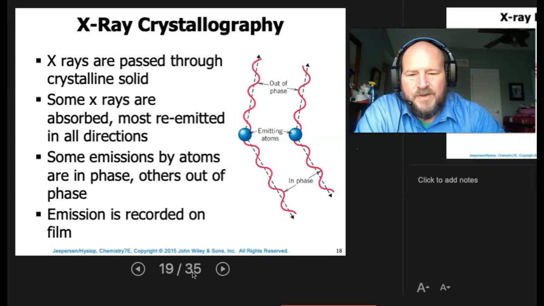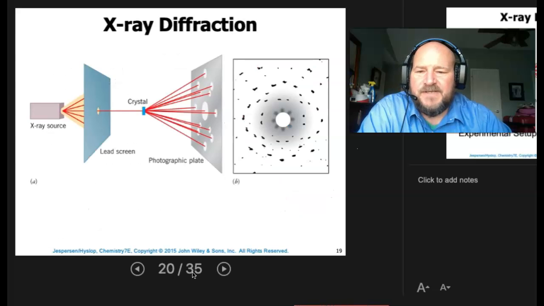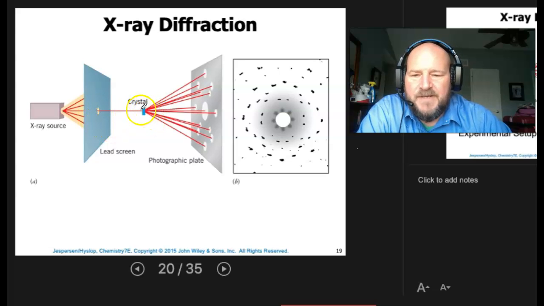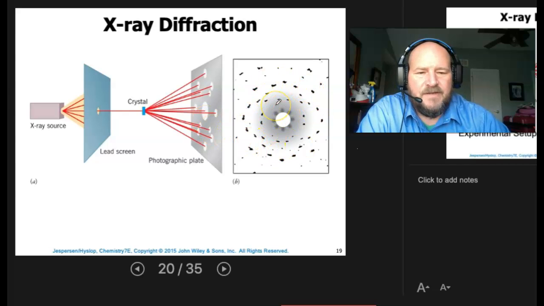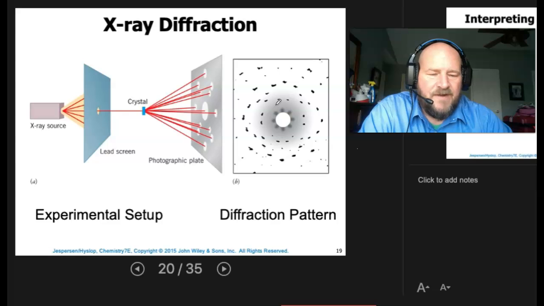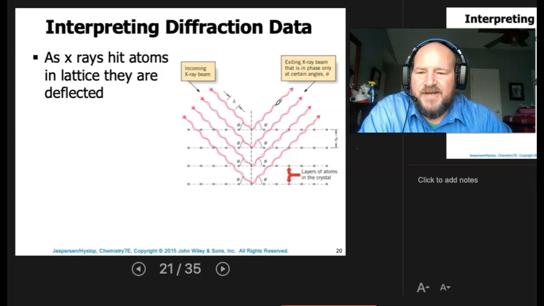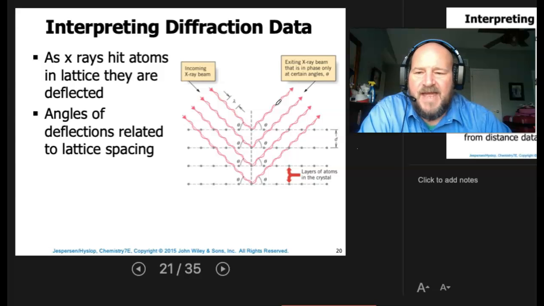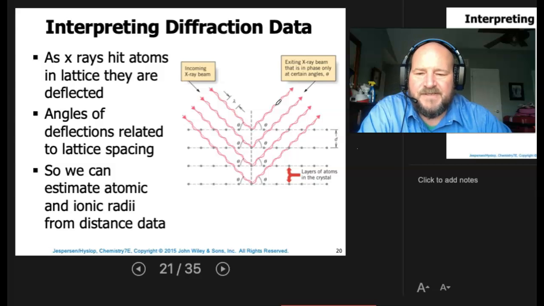But what we'll do is record that emission on film, and from that, we'll be able to figure out what that structure was. So for instance, if I have an X-ray source, I shoot the X-ray out, it's a single beam, it hits that crystal, it's going to give me some sort of pattern. And we can go out and measure that pattern. Okay, so that's your experimental setup, that's your diffraction pattern, and then what we'll do is interpret that diffraction data. So as the X-ray hits the atoms in the lattice, they're going to be deflected. The angles of those deflections relate to the lattice spacing. And so then we can estimate the atomic and ionic radii from the distance data.